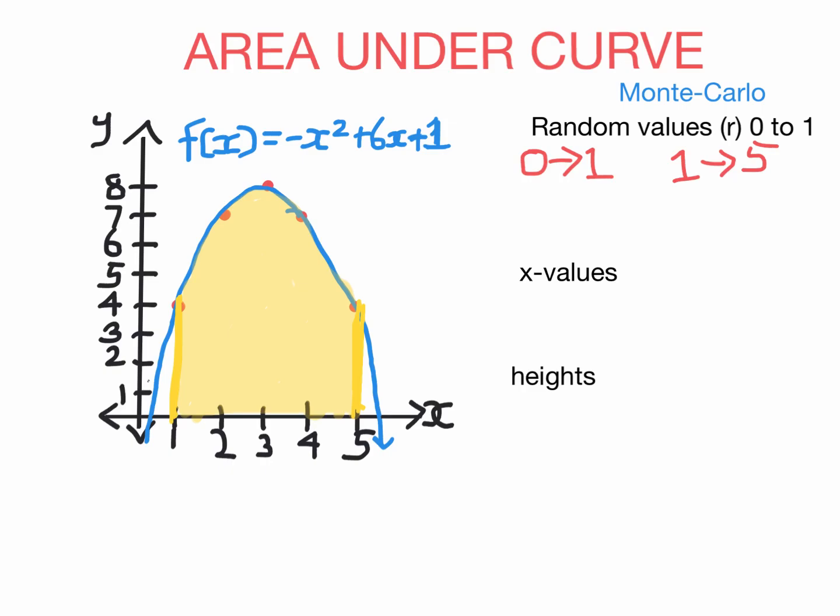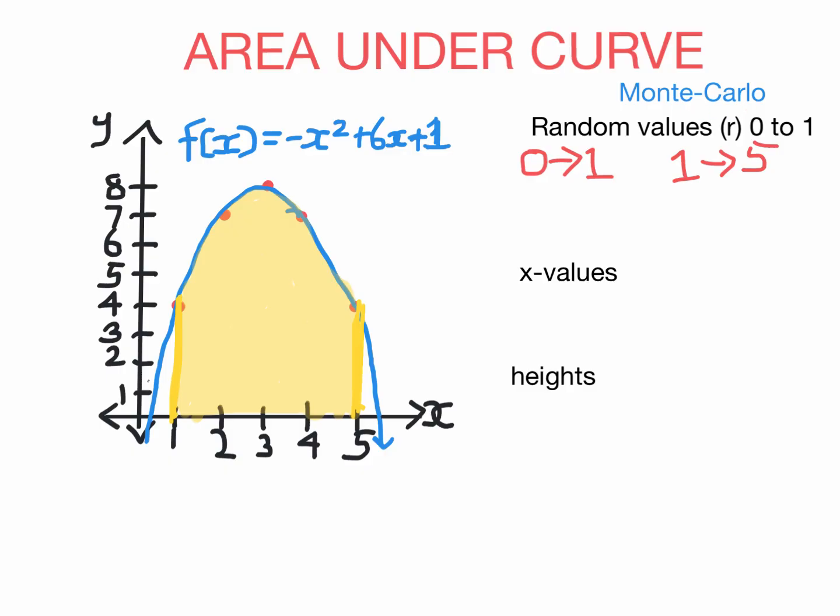Hello, let's look at finding the area under this curve between x equals 1 and x equals 5. So we're looking at this area shaded yellow. Obviously this is not a regular shape. We don't have a formula for it. So we're first going to look at methods of estimating this area.